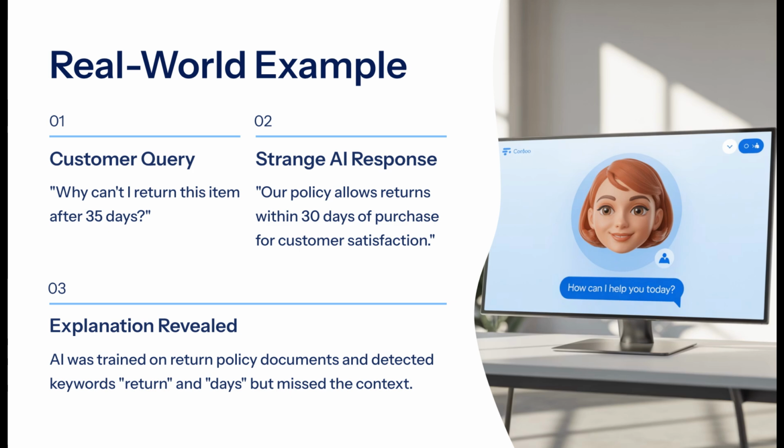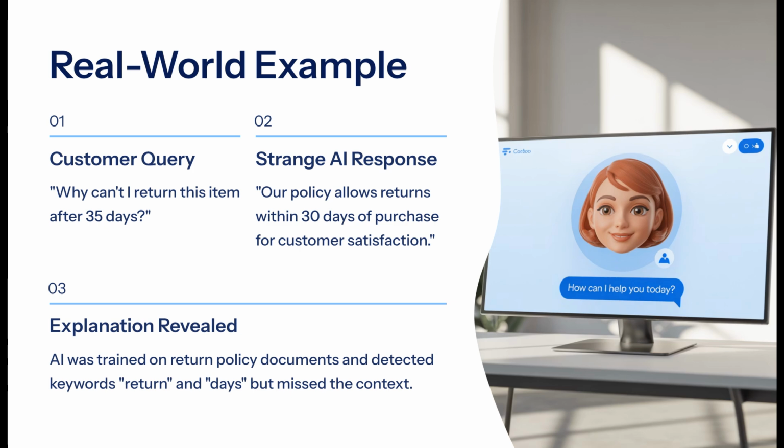Let's take a simple case. A customer messages your chatbot, "Why can't I return this product after 35 days?" The bot answers, "Because policy says 30 days." Technically correct. But how do you think the customer feels? Frustrated, dismissed. The issue here isn't the policy, it's the lack of explanation.